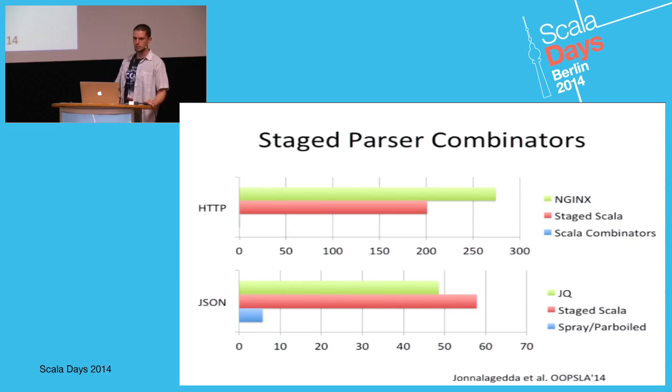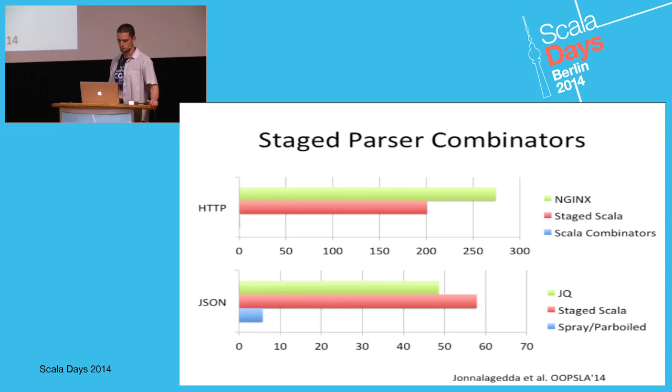So now let's look at performance. The first thing about regular parser combinators is that they are really too slow to be used for any real processing task where performance matters. So at the top, we compare HTTP parsing using the regular Scala combinators and Nginx. This is megabytes per second. The regular Scala combinators don't even show up on the graph. It's just too slow. But by adding staging, we actually get pretty close to Nginx. We're at about 200 megabytes per second, and Nginx is doing something like 300. And this is running Scala code on the JVM, whereas Nginx is optimized C code.